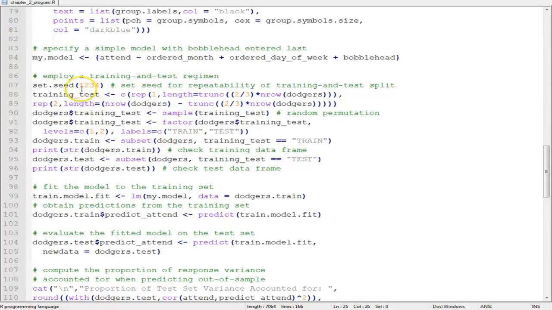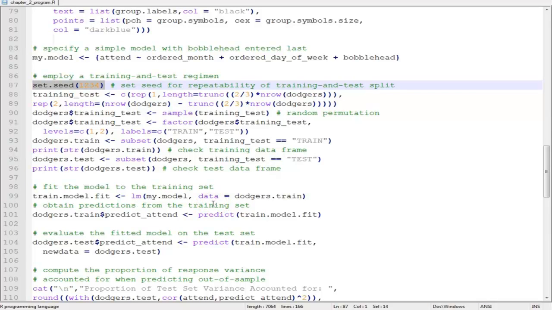Oh, sorry, one more thing. He sets a seed here. Oh, I did that, yeah. Okay, so you could do that also. That's setting a seed for, I think, the sample function. If we all set the same seed, then we're all going to get the same random sample. Otherwise you and I would get different ones.